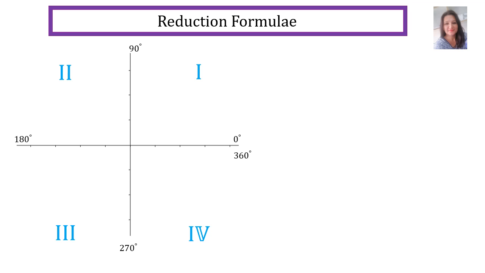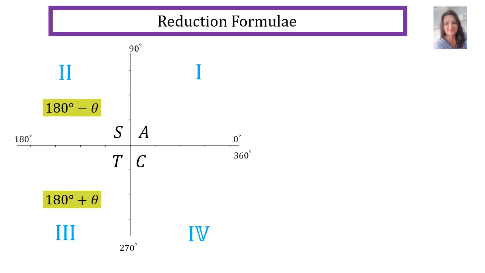The next thing I want to explain is something we call reduction formula. First of all, it's important to realize what the CAST rule is. C stands for cos, which is positive in the fourth quadrant. The A means all functions are positive in the first quadrant. The S in the second quadrant means sin is positive there, and T in the third quadrant means tan is positive there. Now the reduction formulas are 180 minus theta, and that one lives in the second quadrant.